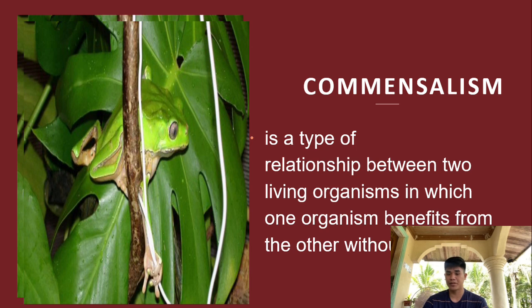So this interaction is called commensalism. What again is the definition of commensalism? It is a type of relationship between two living organisms in which only one organism benefits from the other without harming it. So let's move on to the next interaction.